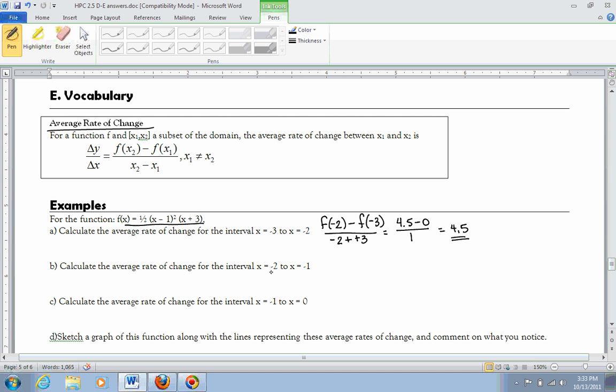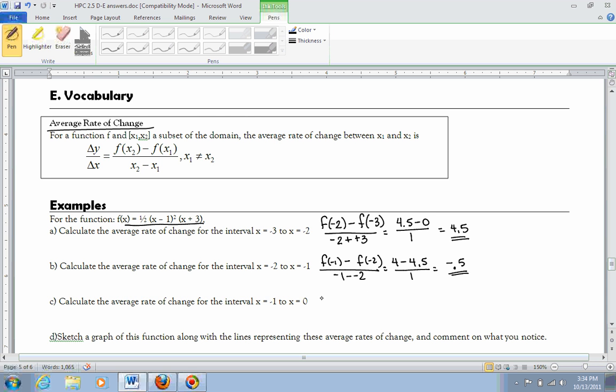You can do the same thing from -2 to -1, so the function at -1 minus the function at -2, over the difference of -1 minus -2. With those values you plug into your calculator, you get 4 and 4.5, the difference of that over 1. That difference is now -0.5. So the average rate of change from -2 to -1 is going down by 0.5.